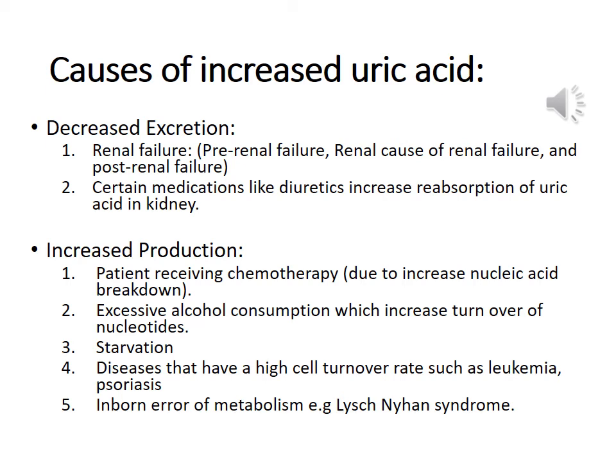Then there are diseases that have high cell turnover. High cell turnover means diseases in which cells are made and then cells are broken. Cells are made, cells are broken. Which diseases are these? Leukemia. Leukemia is a type of white blood cell cancer. White blood cells are made and then automatically broken. It will lead to increased uric acid.